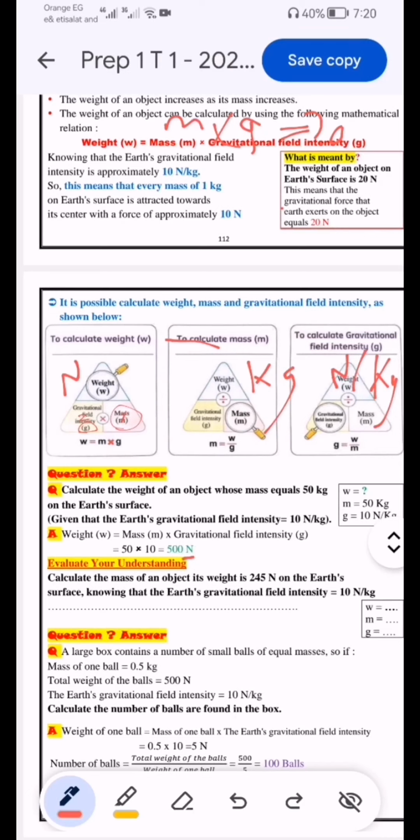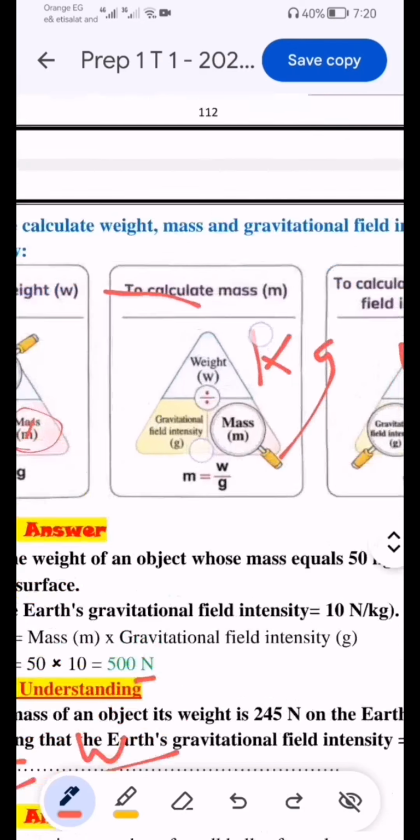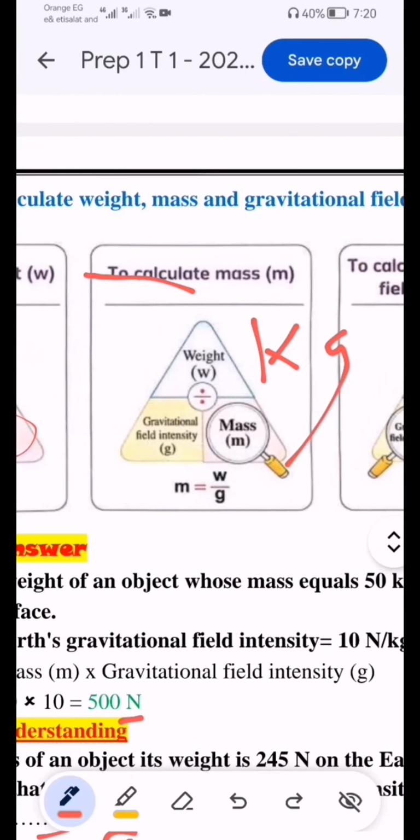Okay, in this question, calculate the mass of an object, needs math. Okay, mass equals what? Weight over G, gravitational field intensity. Look at the triangle. Mass equals weight over gravitational field intensity.